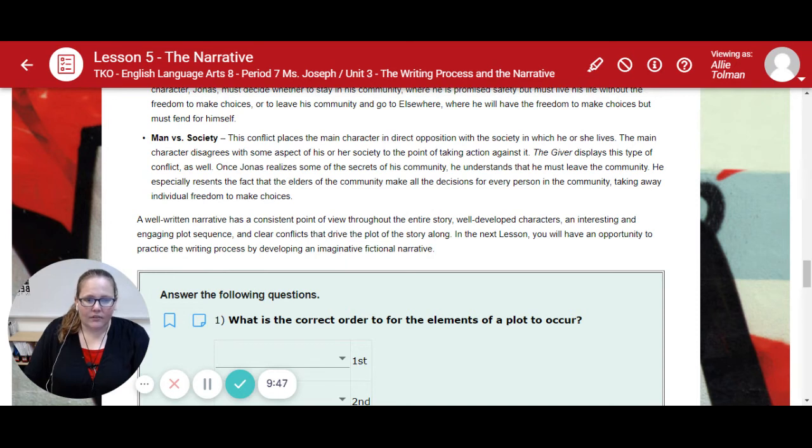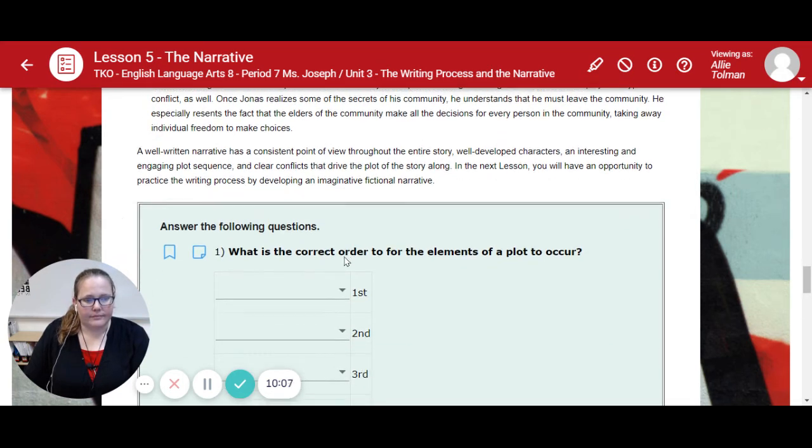A well-written narrative has a consistent point of view through the entire story, well-developed characters, an interesting, engaging plot sequence, and clear conflicts that drive the plot of the story. In the next lesson, you will have an opportunity to practice the writing process by developing an imaginative fictional narrative.